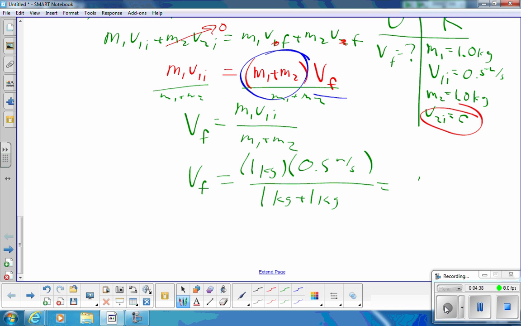And that gives me a final answer of 0.25 meters per second. Okay, that takes care of number 12. The next one I'm doing is page 6, number 14.